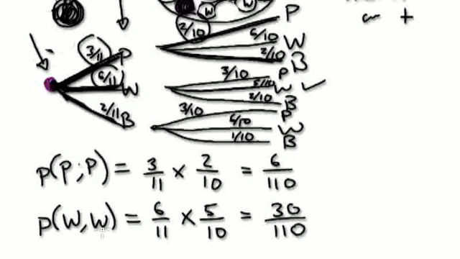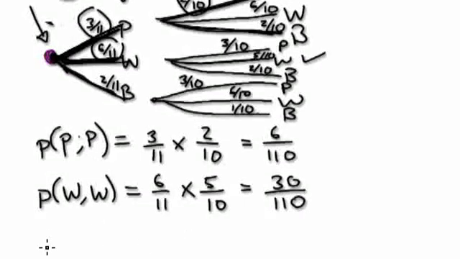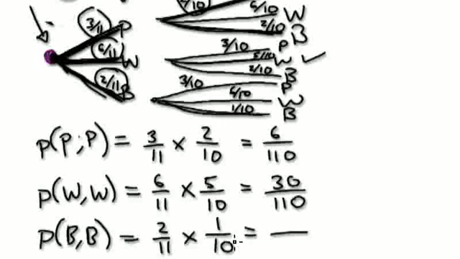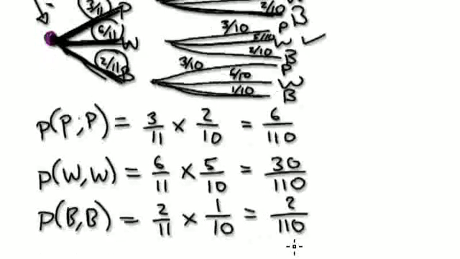Now another good outcome would be a black and a black. So that would be 2. So we are going down this route here. So black here is 2 over 11, and this black here is 1 over 10. So this would be 2 over 110.